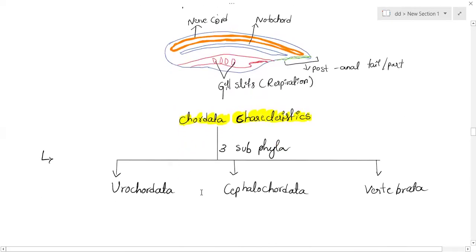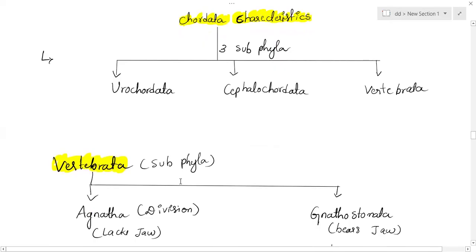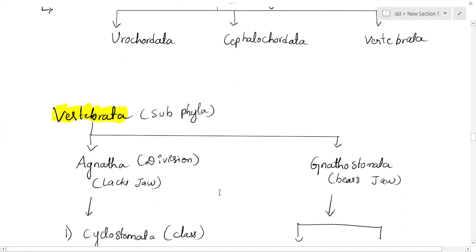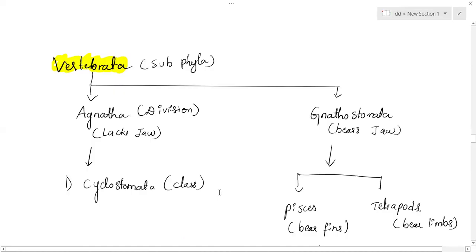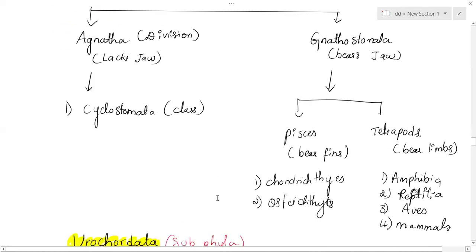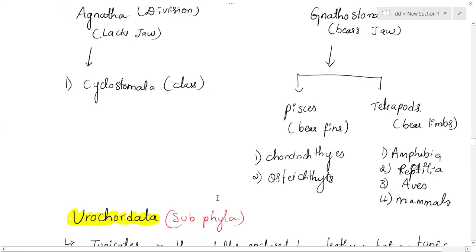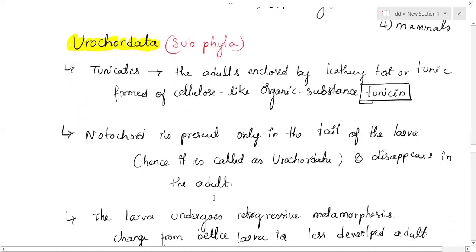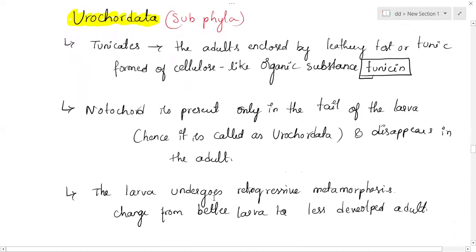We also discussed the classification of this phylum Chordata. It is divided into 3 subphyla: Urochordata, Cephalochordata, and Vertebrata. Vertebrata has the divisions Agnatha and Gnathostomata. Agnatha has one more class, Cyclostomata, whereas Gnathostomata has the superclasses Pisces and Tetrapoda.